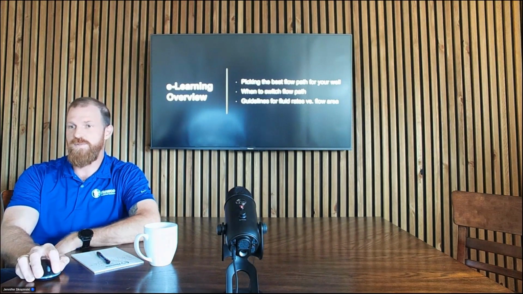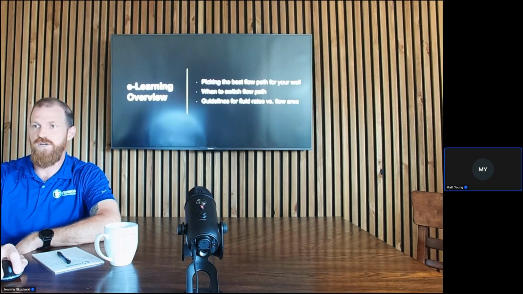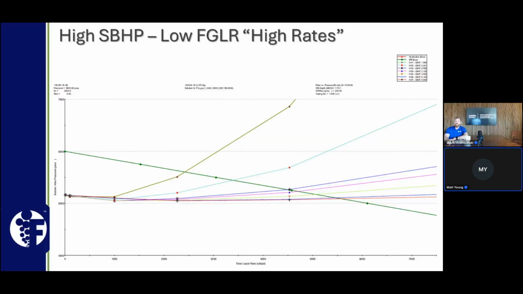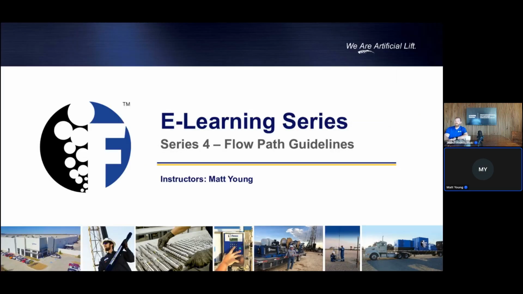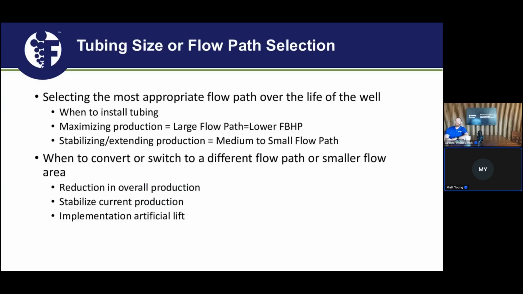So let me pull up some information I wanted to talk about today in terms of picking those flow paths. What we're looking at here is flow path guidelines. Again, this presentation is primarily focused on guidelines for picking your flow path.